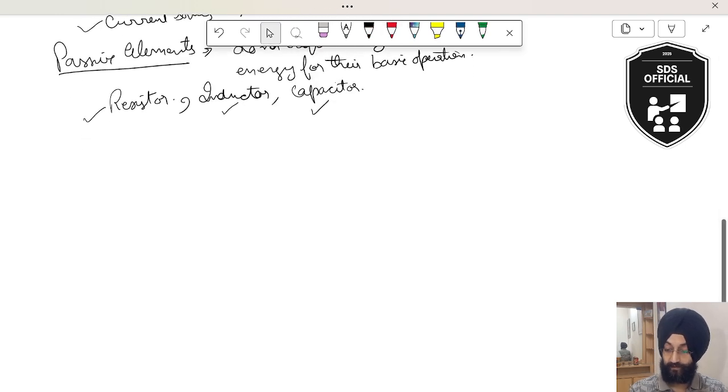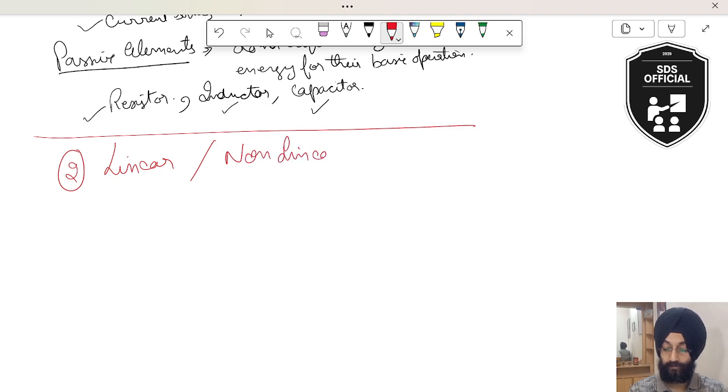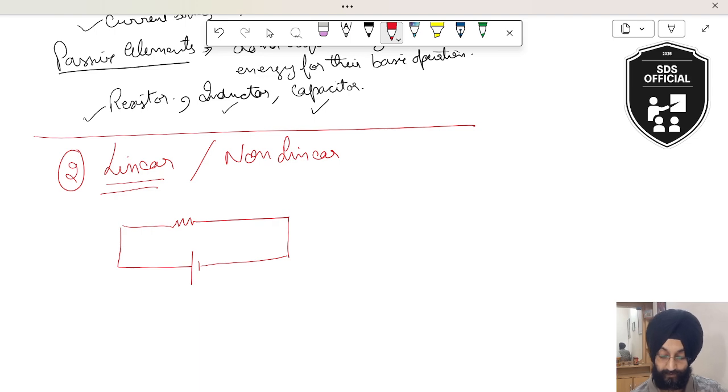So the second category was linear and non-linear elements. Linear means those which perform their operation in a linear manner. Linear manner means, let us say this is a resistor, for example. We have applied a voltage to this, and let us assume this voltage is variable. That means we can increase or decrease this voltage, and this is the value of the resistor.